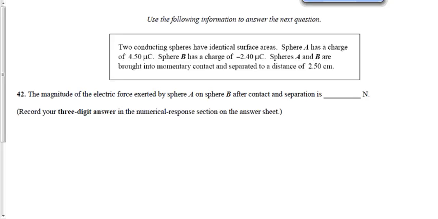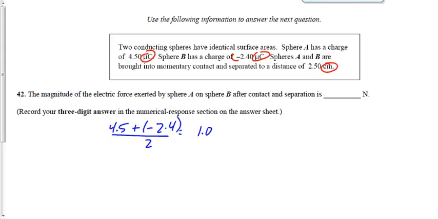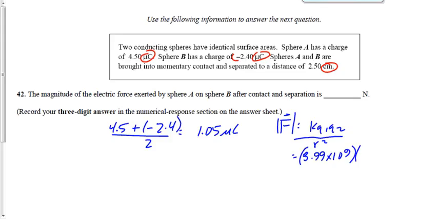Sphere A is 4.5 microcoulombs. Sphere B is negative 2.4 microcoulombs. And they're separated 2.5 centimeters here. So A touches B, 4.5 plus negative 2.4 divided by 2 gives me, I think it was 1.05 microcoulombs. The force that acts between them is kQ1Q2 over R squared. 1.05 times 10 to the minus 6.